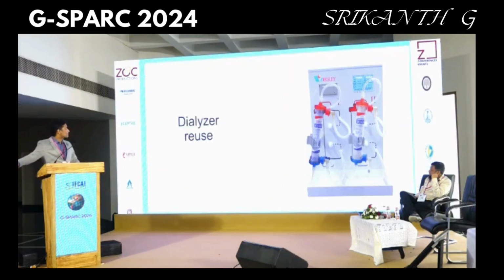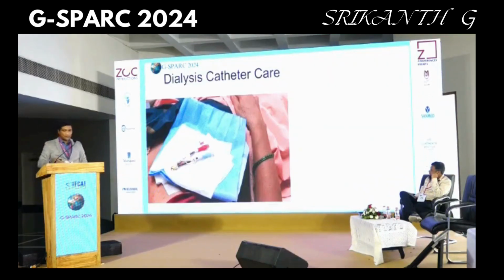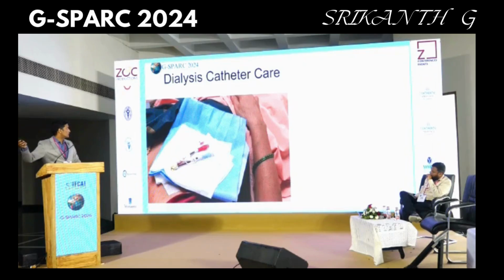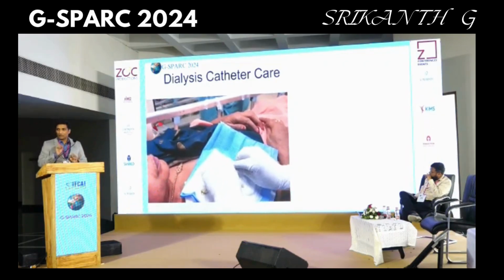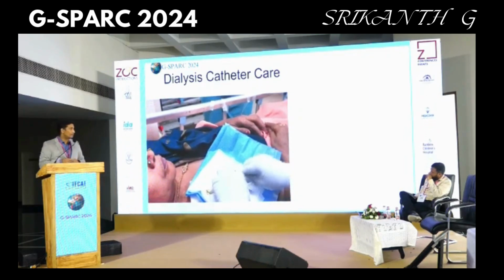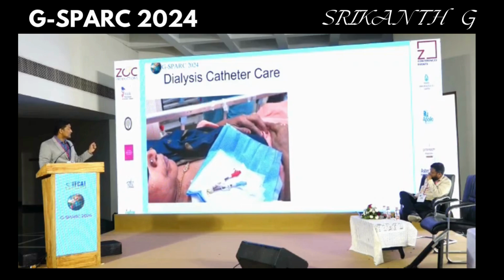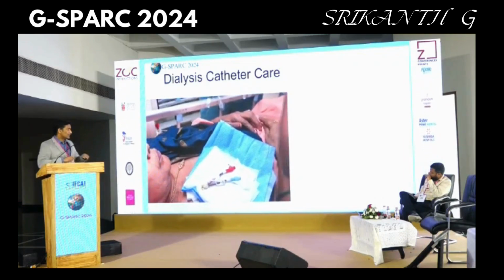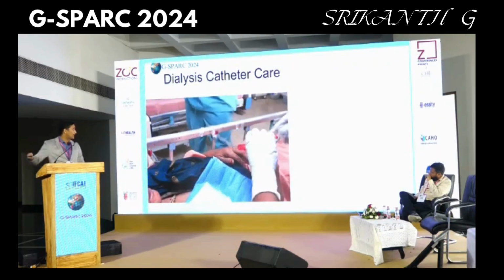Catheter care. Here again is a small video to demonstrate the common errors. As you can see, the blood lines in the catheter already have traces of blood in them, which should not be there if it has been properly flushed. And the dialysis nurse is trying to directly connect the tubings to the catheter without cleaning the hub. What should ideally be done?